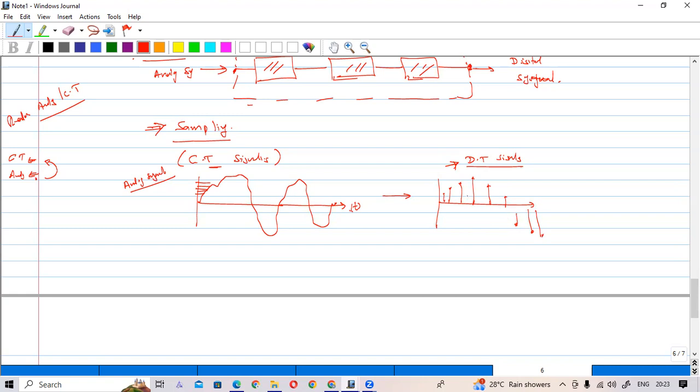Actually, here you have only the voltage values like this, and there are corresponding time values. So you have to convert this continuous time signal into this kind of discrete time signal. This process we call sampling.